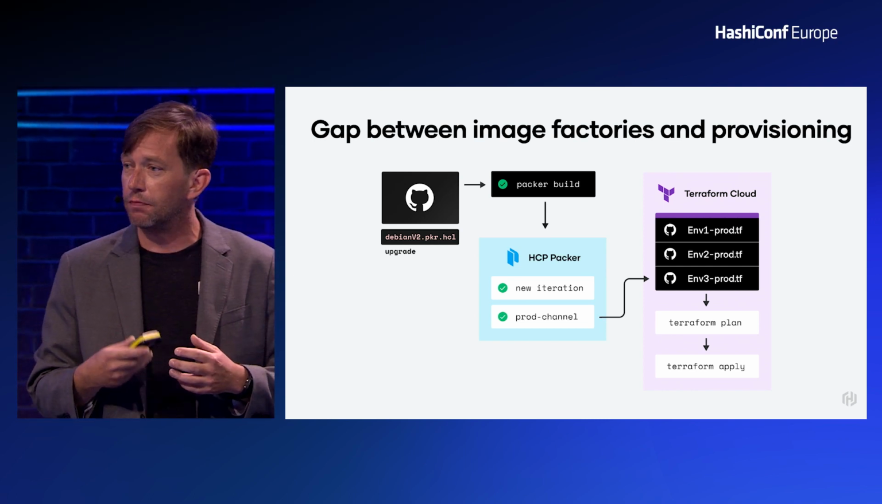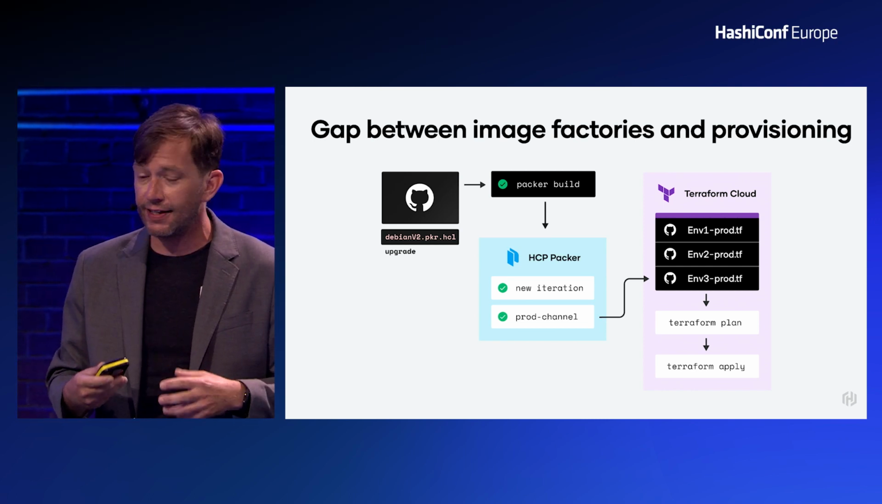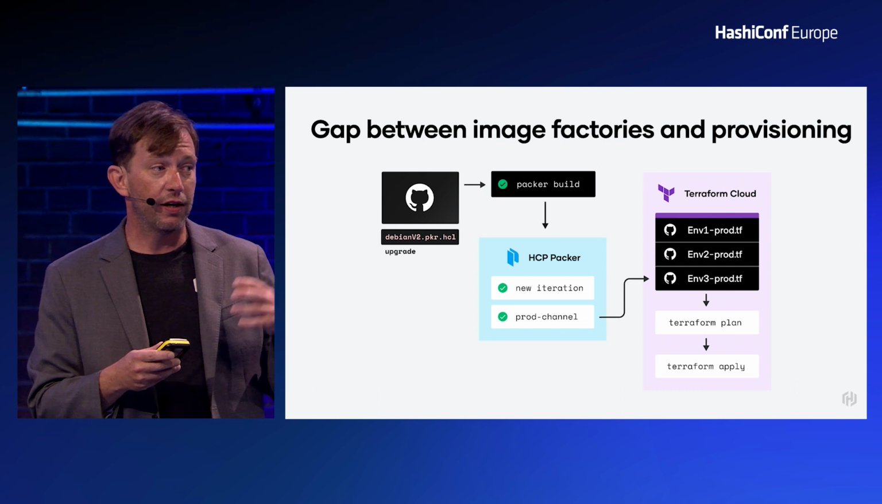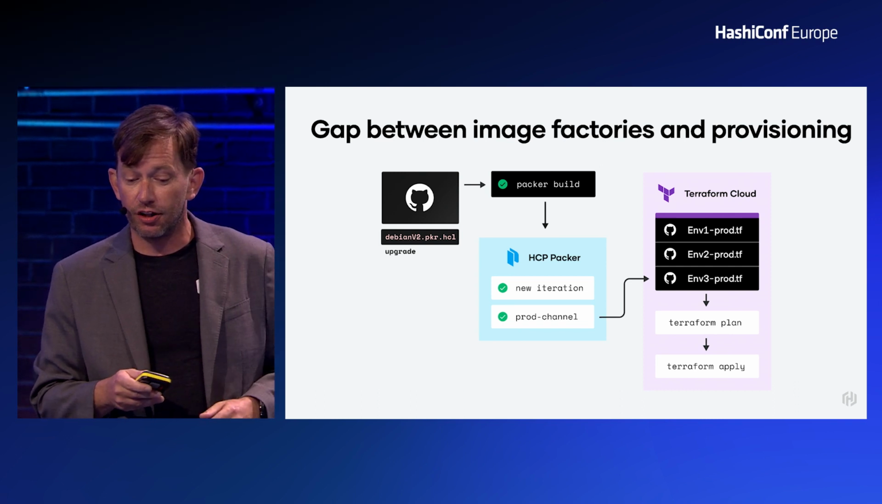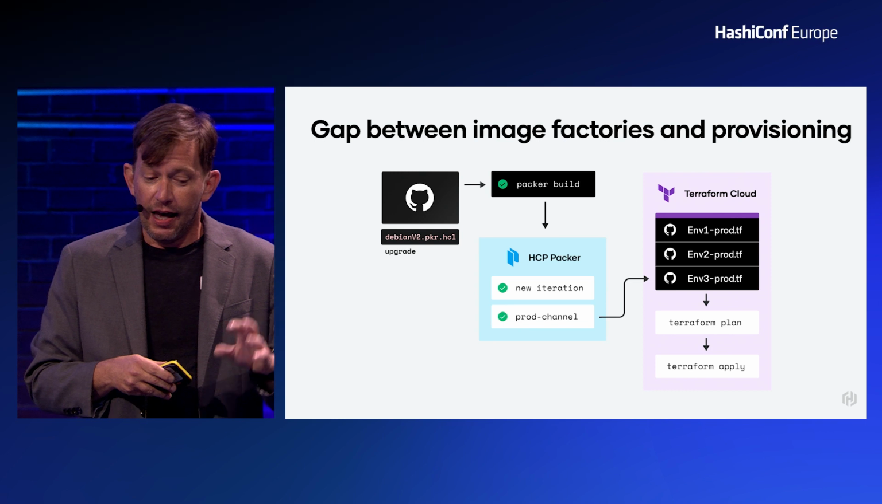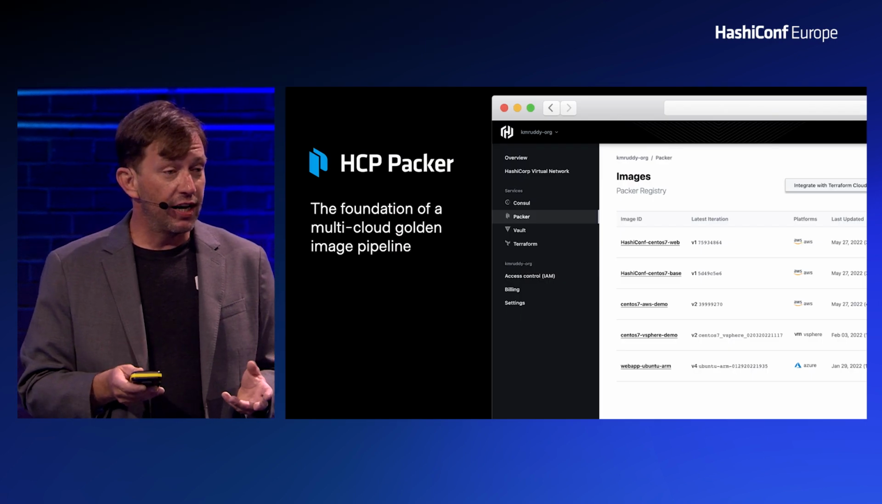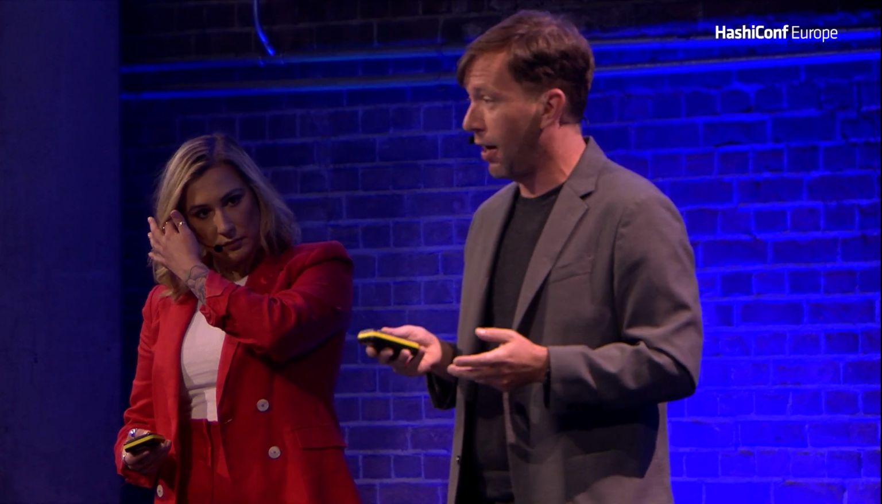And every image that is built through that pipeline will now be tracked specifically, and your Terraform users will be able to find those. Again, we see a direct link in the Terraform Cloud. And the HCP Packer really is the foundation of this multi-cloud golden image pipeline, where we have visibility of all the iterations, both the ones that are currently active, which ones are revoked, and of course, where they are out in the world.